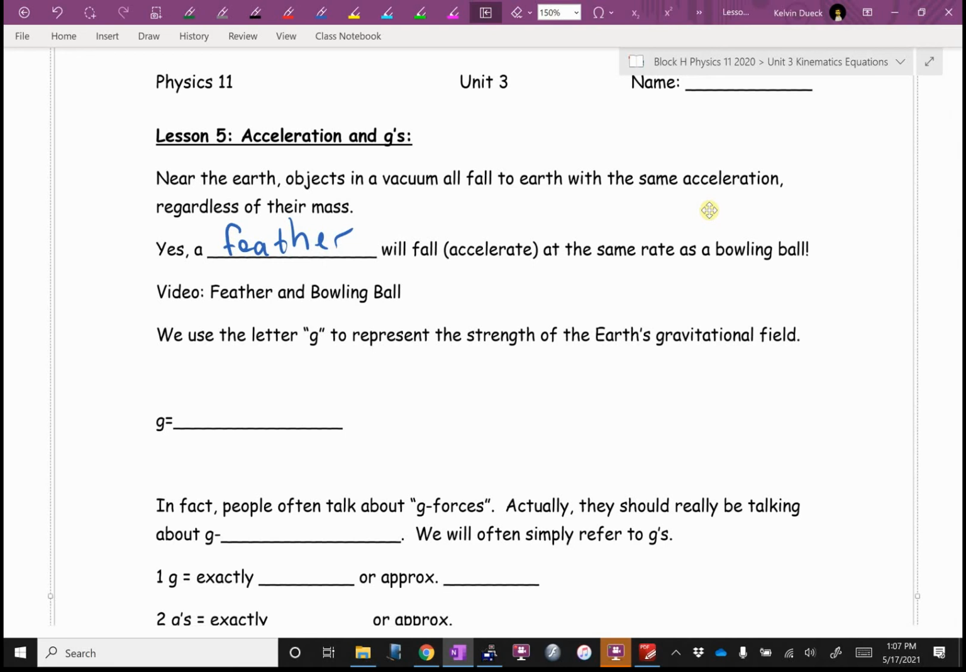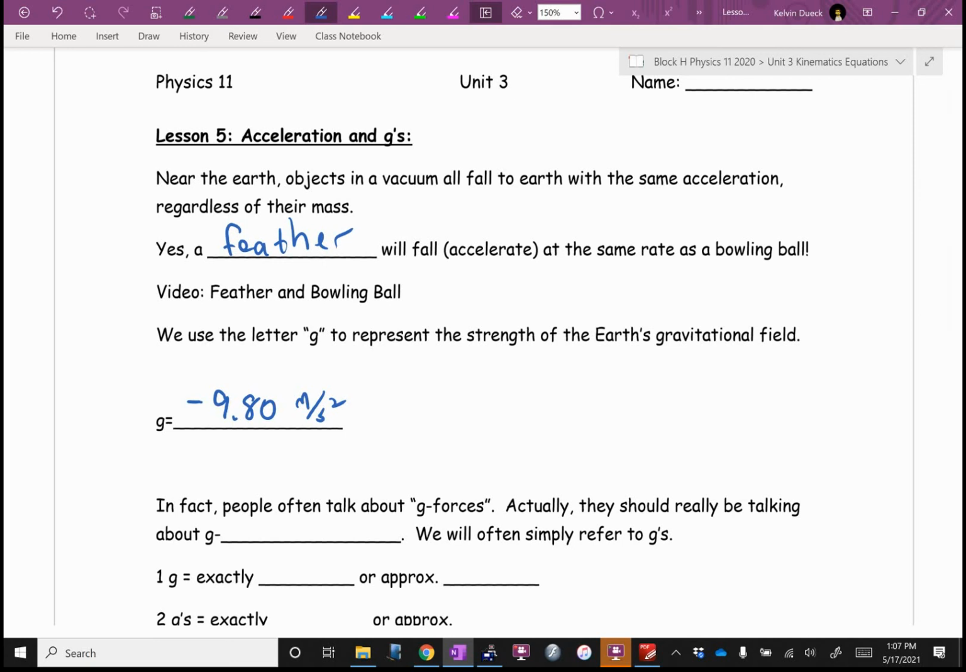We are going to pretend that whenever we're dropping things, it's like a bowling ball shape and not a feather. And that way we can ignore air resistance. We use the lowercase letter g to represent the strength of the Earth's gravitational field. When you drop an object, Jaden, it accelerates at negative 9.8 meters per second squared. Did I put that on your green sheet? Can you find it on your green sheet? That's really my way of saying that.